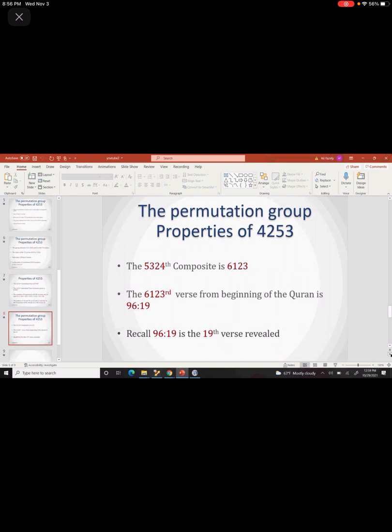Now, again, we further study this one. The 5324th composite happens to be 6123. The 6123rd verse from the beginning of the Quran is 9619. Remember, chapter 96 is the first surah that was revealed. We just studied the last surah that was revealed, and this is the first. 96, Al-Alaq, the embryo, is the first surah that was revealed. And so 9619 would be the 19th verse that was revealed.